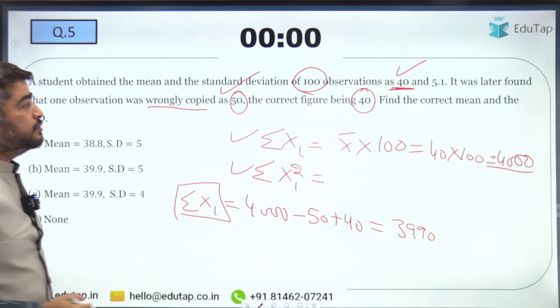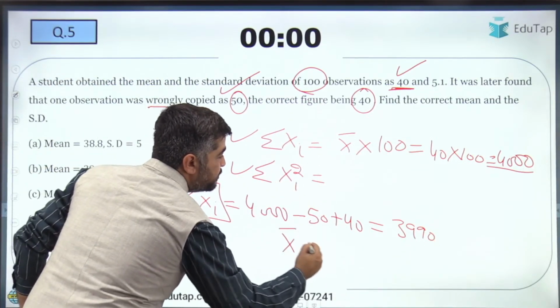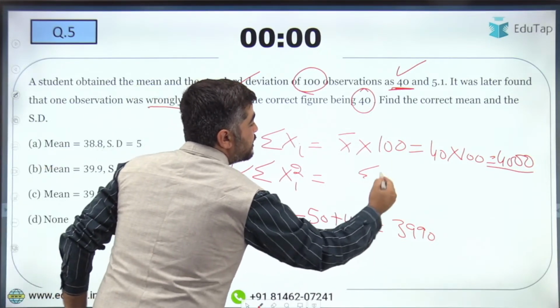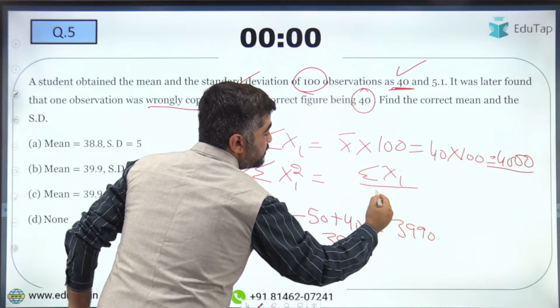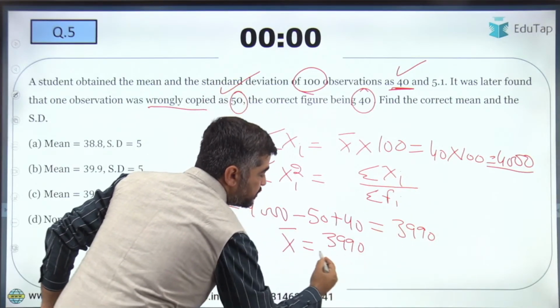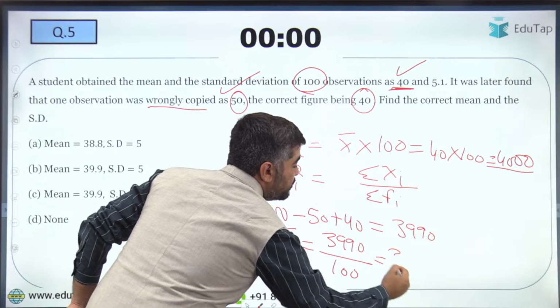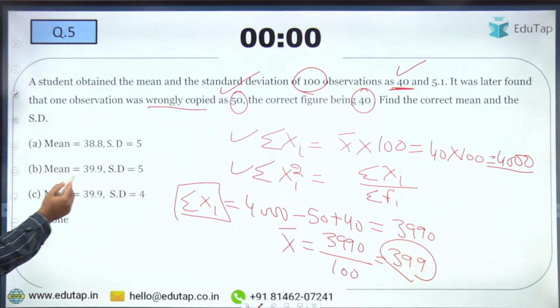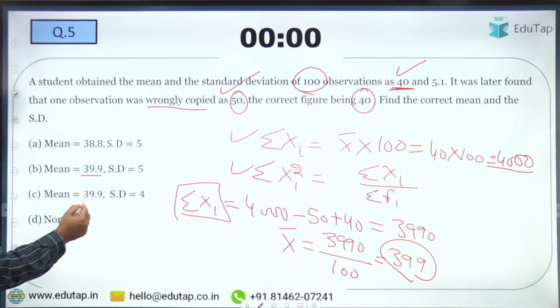So this gives you the new mean. The new mean will be sigma xi, 3990, over the total number of observations, which is 100. So the new mean will be 39.9. The new mean will be 39.9. So our options can be these two.